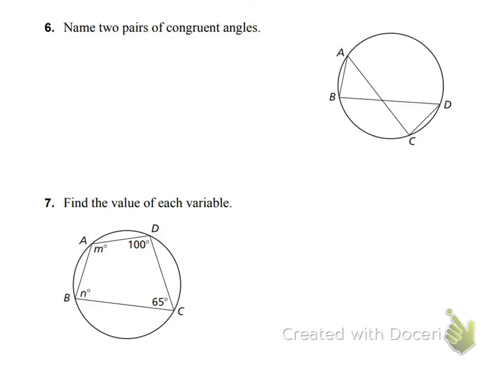This next one, you're going to do 6 before you do 7. It says name 2 pairs of congruent angles. So you're going to say these 2 are congruent and these 2 are congruent. This goes off of what we learned on the first page. If 2 angles have the same intercepted arc, then they are congruent to each other. What was our angle? That's not an angle. When you name an angle, here you can name each angle one letter.